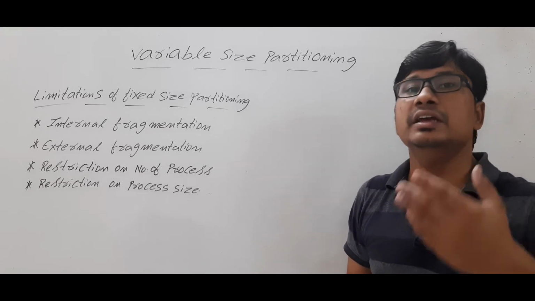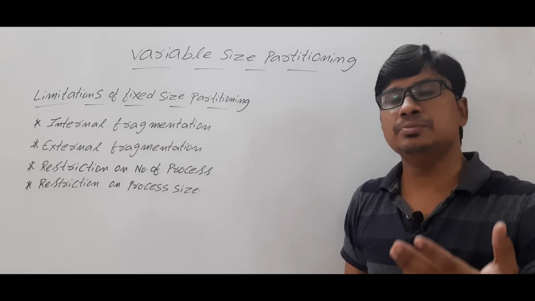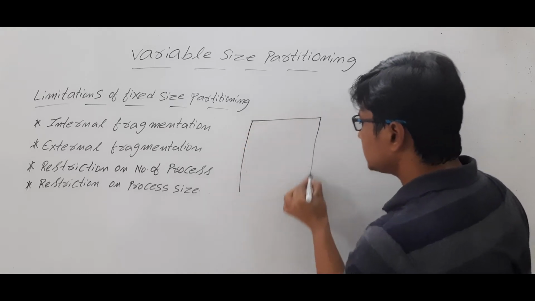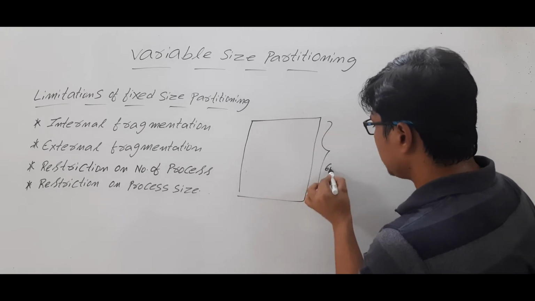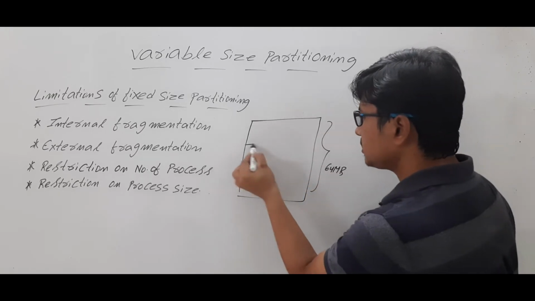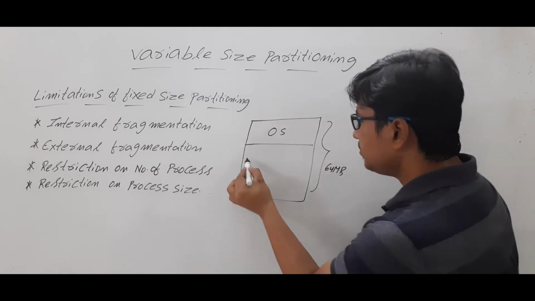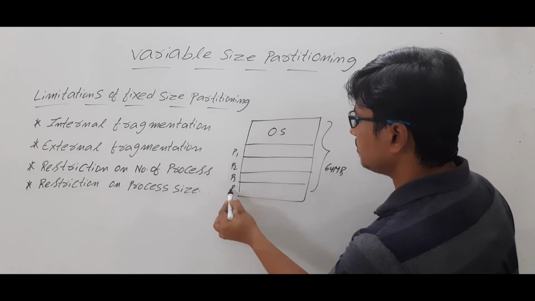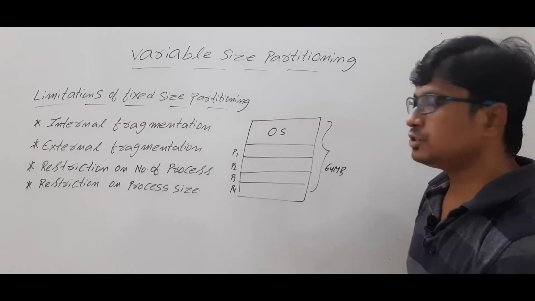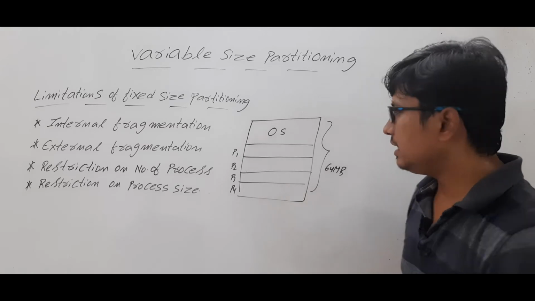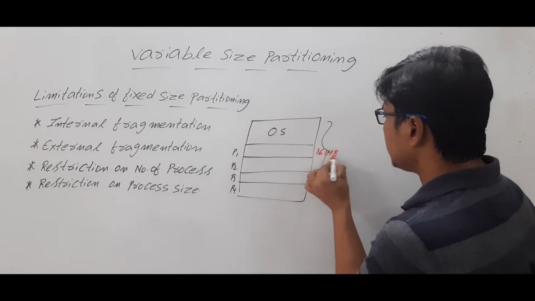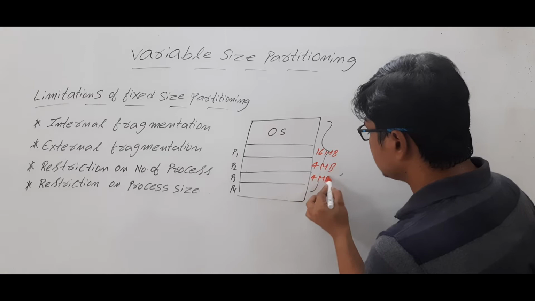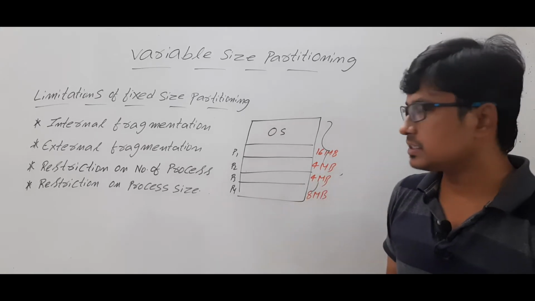In fixed size partitioning, the number of partitions is fixed and the size of each partition may be the same or different. Let me give an example. Let's consider that main memory size is 64 MB. Out of the 64 MB, the operating system has occupied 32 MB and the number of partitions is fixed as 4: partition P1, P2, P3 and P4. Let's consider that each partition size is different: 16 MB, 4 MB, 4 MB and 8 MB. Is it clear? Are you able to understand it or not?